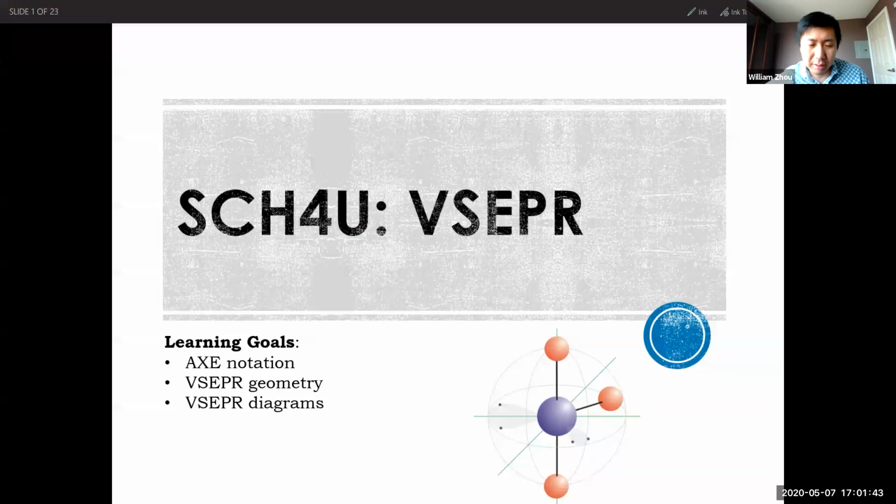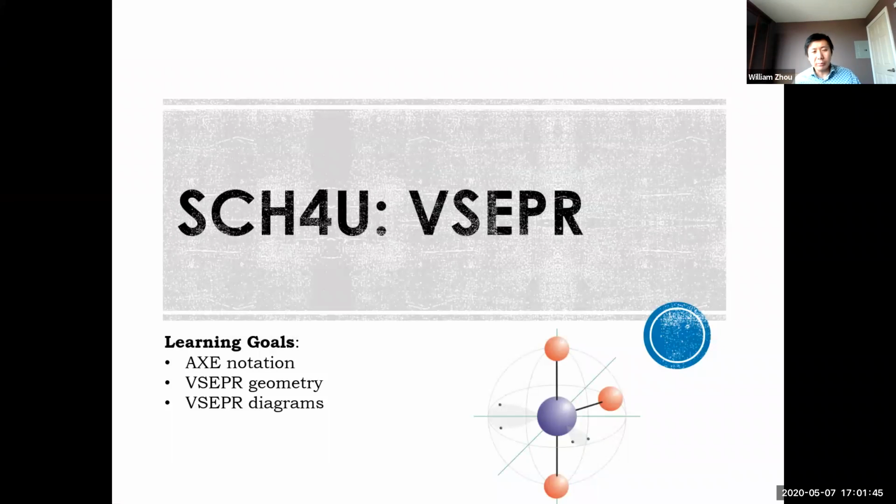All right, so the lesson for today is VSEPR. So basically, VSEPR is Lewis diagrams in 3 dimensions. In order to learn VSEPR, obviously you have to know how to draw Lewis diagrams. You also need to know something about AXE notation. That is just a way to help us draw VSEPR.